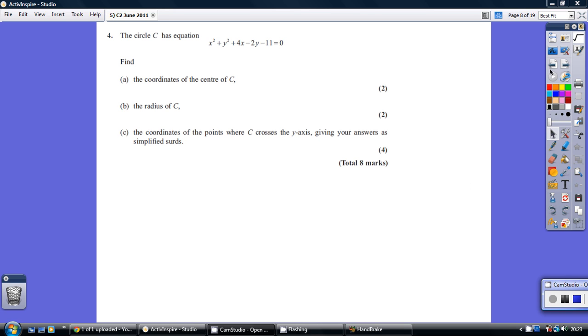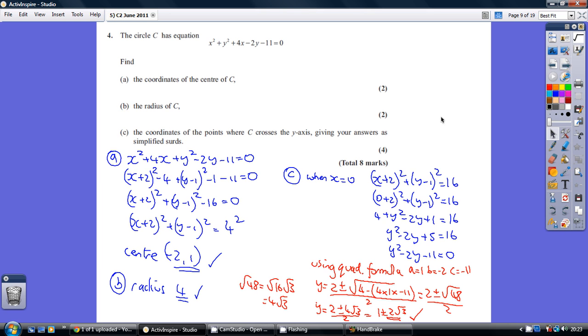Question 4, have a go. Now, in order to answer this, we need to aim to get the equation of a circle in this sort of format, the sort of completing a square format, where it's x plus something all squared, y plus something all squared equaling something. So how to do this?